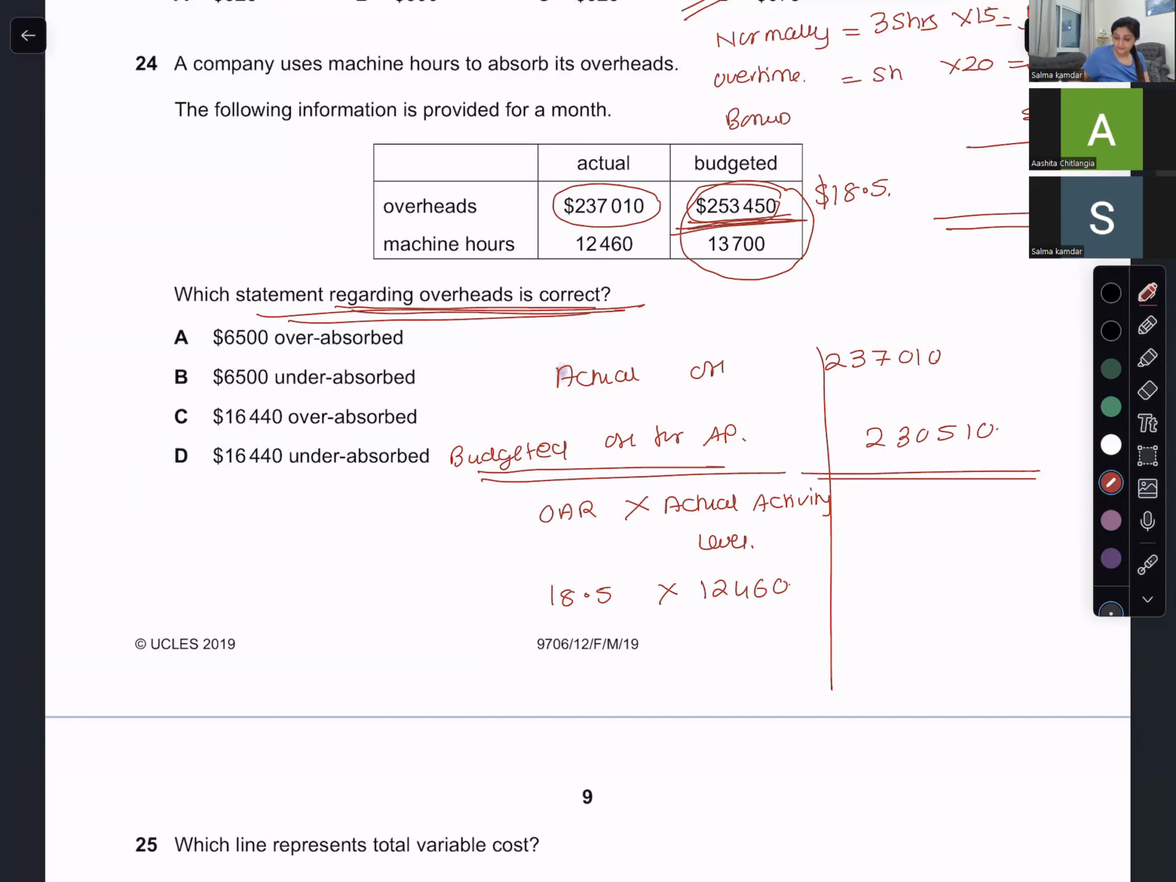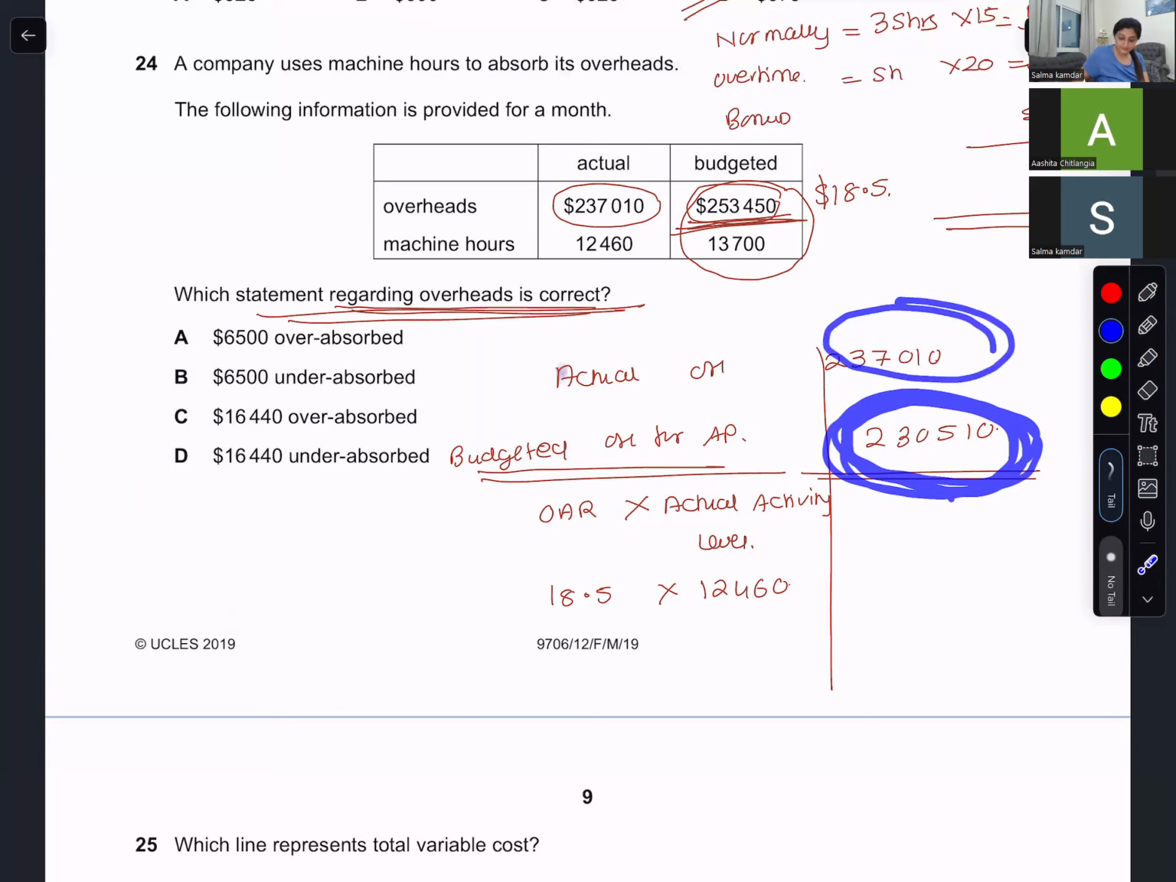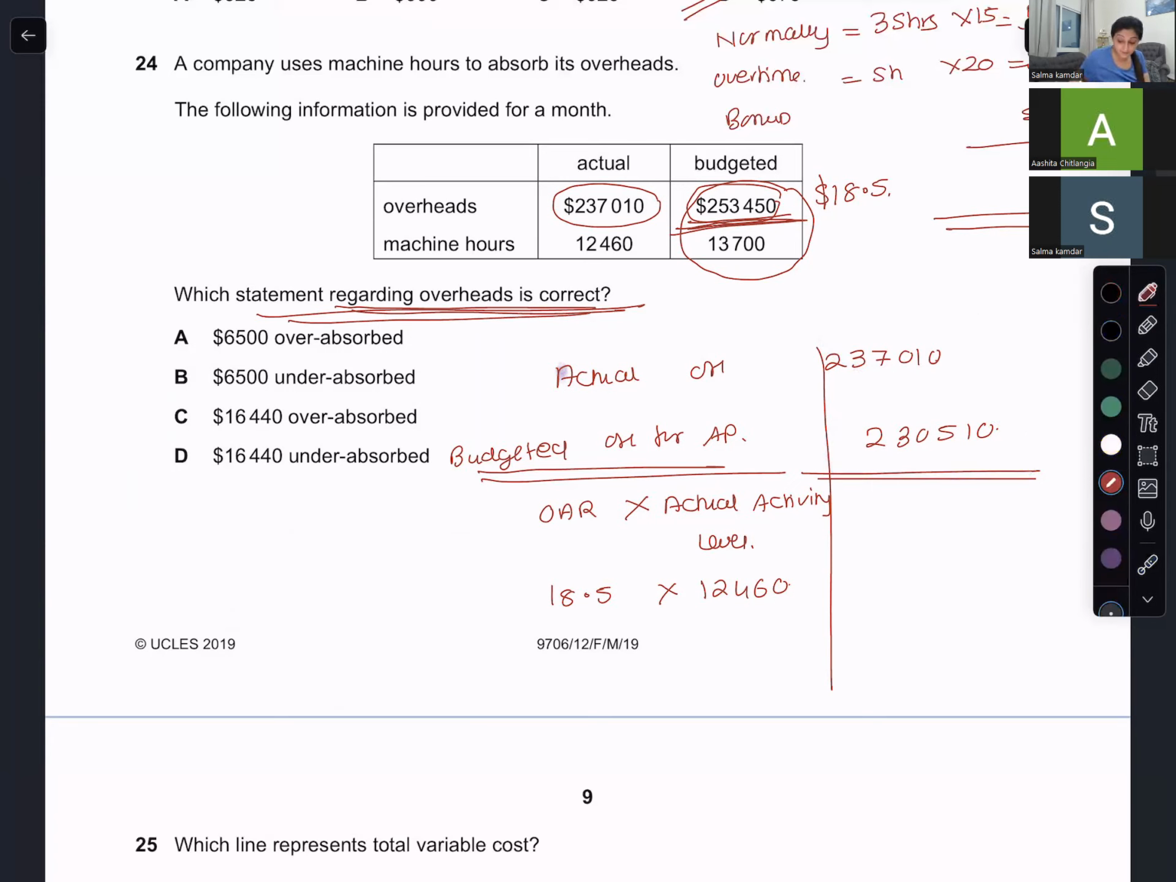Why under absorbed? You thought you would recover this much, and you actually recovered 230,510. Yeah, so the actual is more. You have recovered more. So over absorbed, sorry. Under absorbed, over absorbed, think properly. You thought you'd recover 230,510, and you actually recovered 230,510.